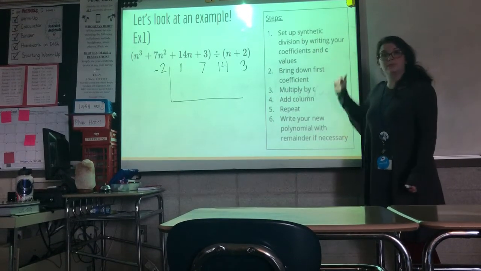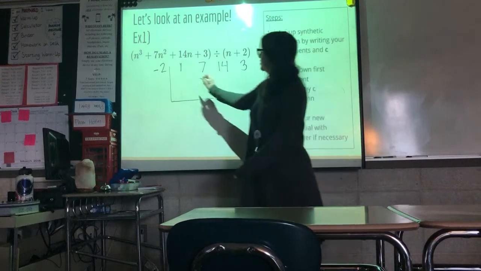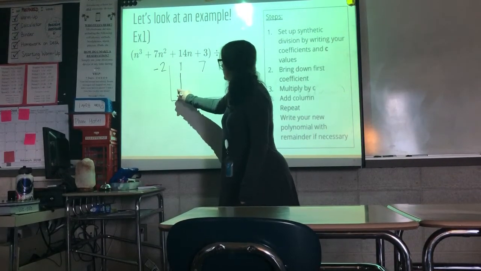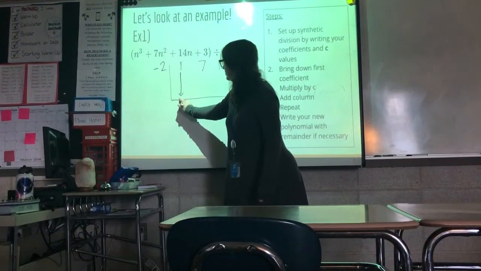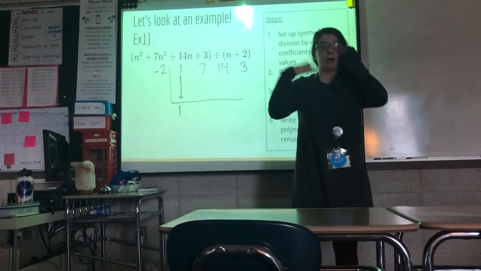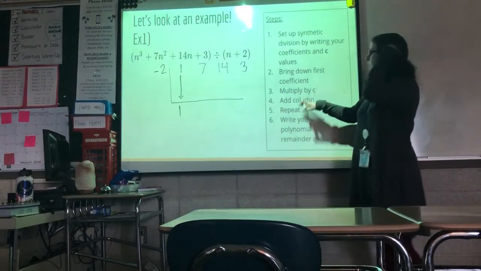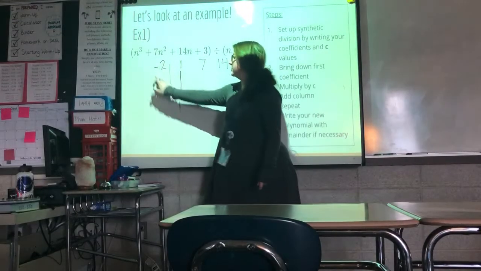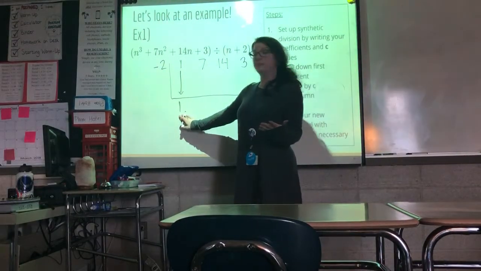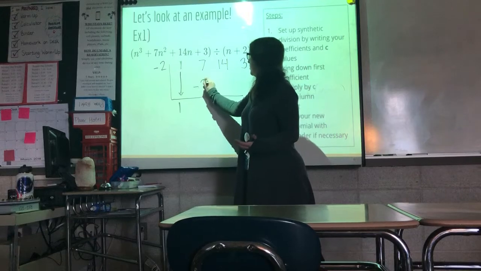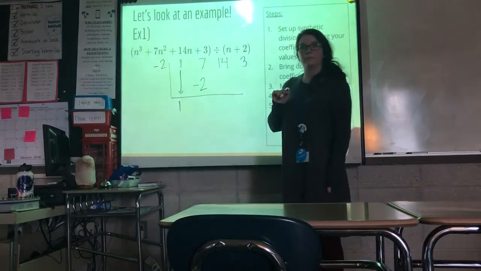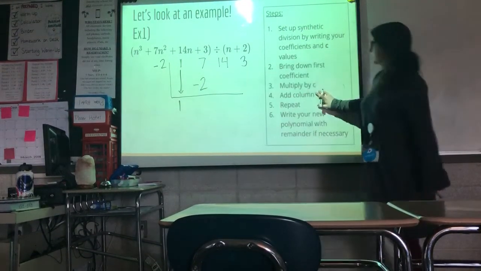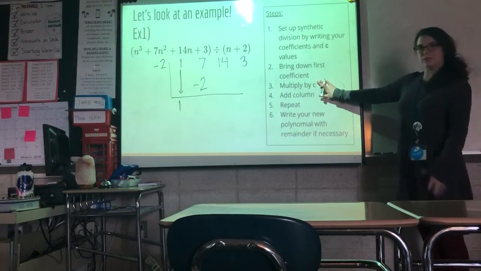Step 2 says bring down the first coefficient. Literally whatever number is here, draw an arrow and write it all the way down at the bottom underneath that line. Now we're going to multiply it by our C value. Negative 2 times 1 is negative 2. So now we start that second line. Step 3 was multiply, we just did that.